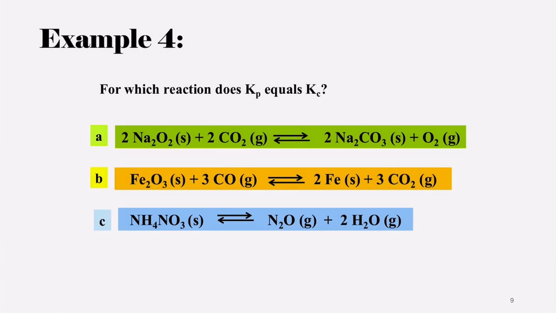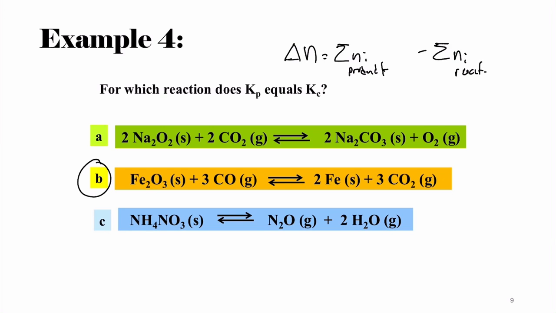So which of these do you guys think Kp and Kc are going to be equal to each other? B. And why B? Because the exponents cancel out. Because, right, the condition was when we had delta n, which was the sum of the moles of the products minus the moles of the reactants. When this is equal to 0, that's when Kp equals Kc, right? So the difference in the moles of the products minus the reactants.